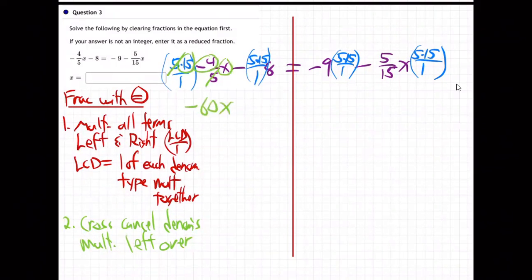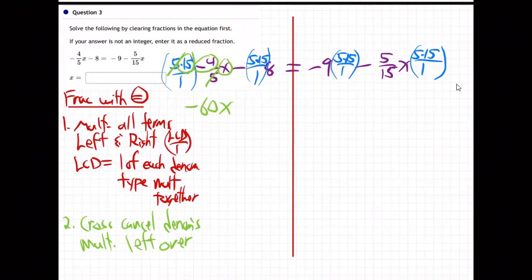Did you follow that? We cross cancel. Cross cancel means top to bottom, doesn't it? Top to bottom, diagonally. Cross cancel. Multiply what's left over. So 15 and negative 4 and x. That's negative 60x.